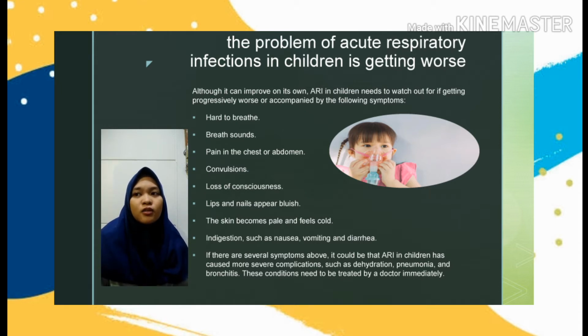ARI in children needs to be watched out for if it gets progressively worse or is accompanied by the following symptoms: hard to breathe, breath sounds, pain in the chest or abdomen, convulsions, loss of consciousness, lips and nails appear bluish, the skin becomes pale and feels cold, indigestion such as nausea, vomiting, and diarrhea. If there are several symptoms above, it could be that ARI in children has caused more severe complications such as dehydration, pneumonia, and bronchitis. These conditions need to be treated by a doctor immediately.